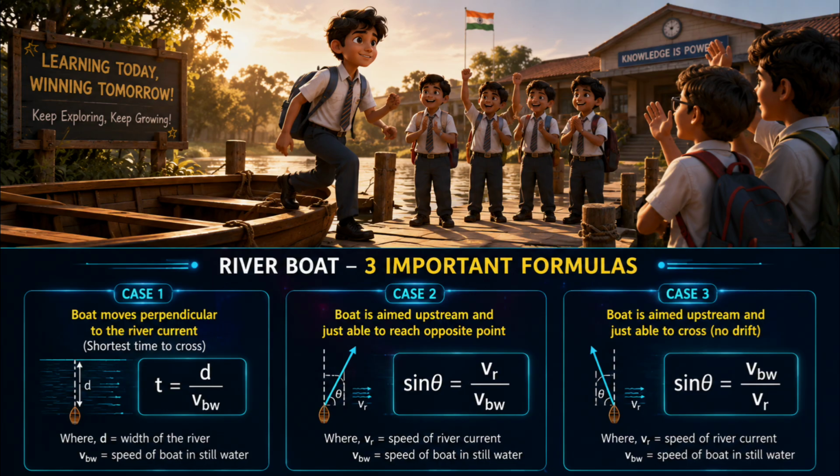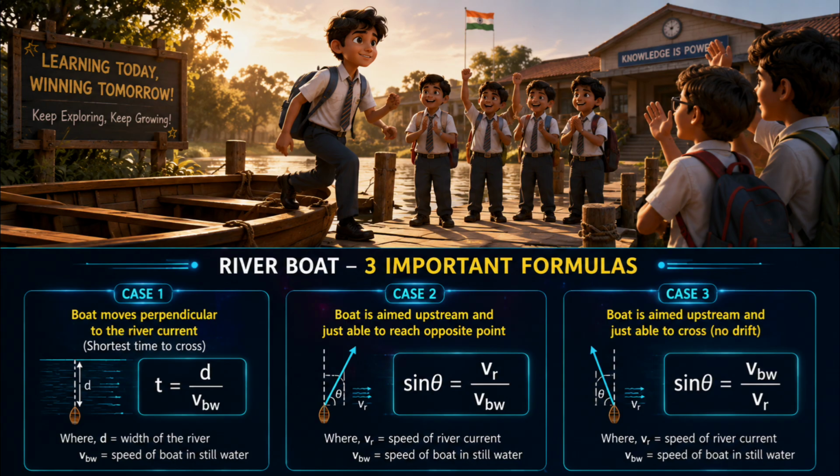In the third situation, the river current becomes very strong. The boat now has to aim even more upstream just to keep moving toward the opposite bank. This becomes the limiting condition for crossing. At this stage, the boat can barely make it across. And if the river current increases any further, crossing becomes impossible because the current completely dominates the motion.